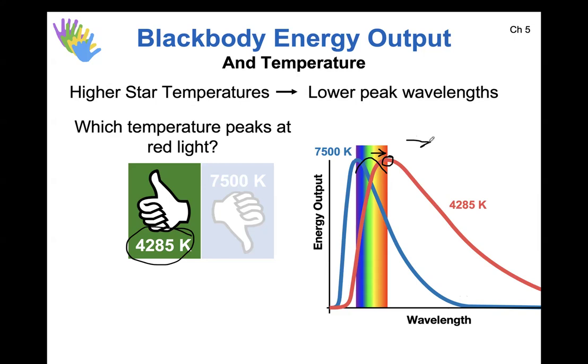So the trend is that as the peak moves in this direction, the temperature moves down. Yep. So as the peak of the curve moves to the right, the temperature decreases. That is correct. Yep. So peaks further to the right correspond to cooler objects. Peaks further to the left, like the 7,500 Kelvin object, correspond to hotter objects. Absolutely right.